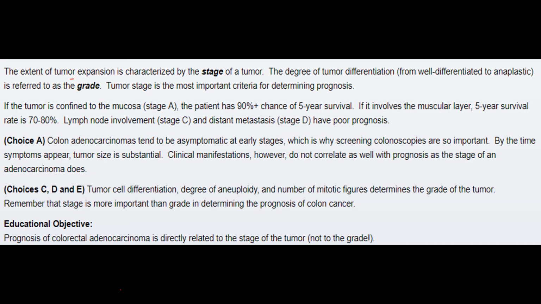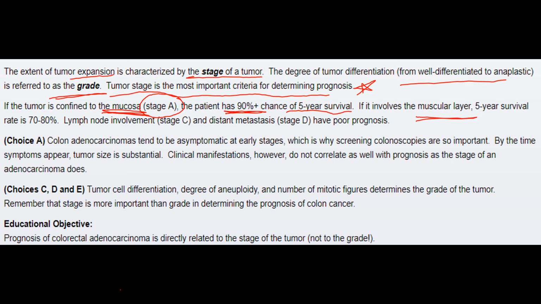Now, the extent of tumor expansion is characterized by the stage of a tumor. The degree of tumor differentiation from well differentiated to anaplastic is referred to as the grade. Tumor stage is the most important criterion for determining prognosis. If the tumor is confined to the mucosa, that is stage A, the patient has a 90% plus chance for 5-year survival. If it involves the muscular layer, that is stage B, 5-year survival is 70 to 80%. Lymph node involvement, that is stage C, and distant metastasis, that is stage D, have poor prognosis.